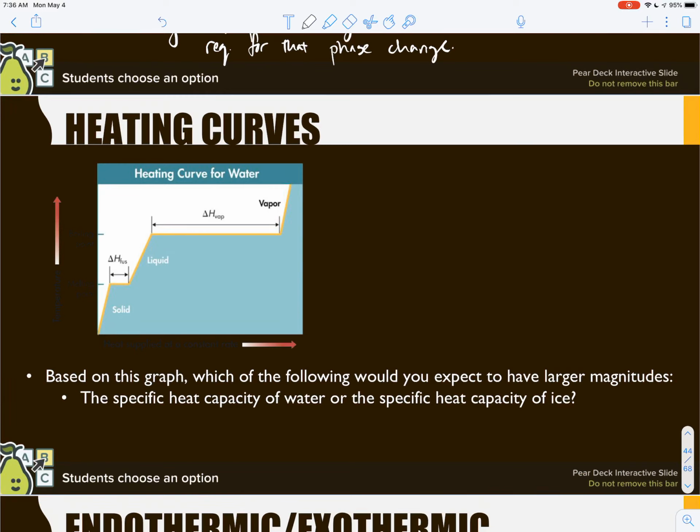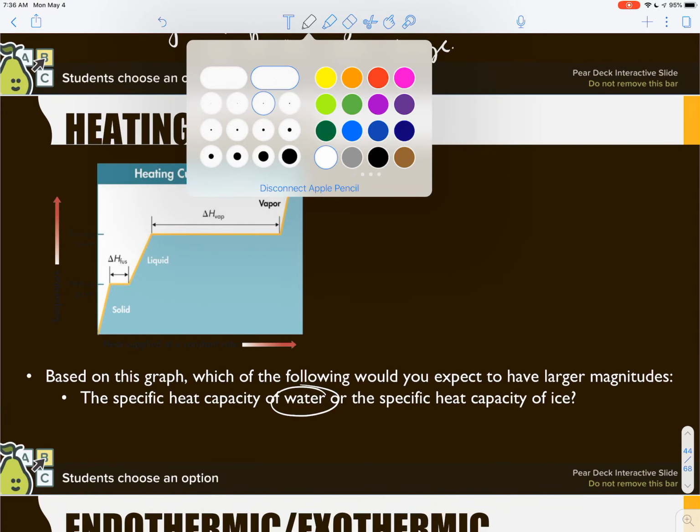Okay, water. Okay, why? So specific heat is a measure of how much heat is required to cause a specific temperature change.